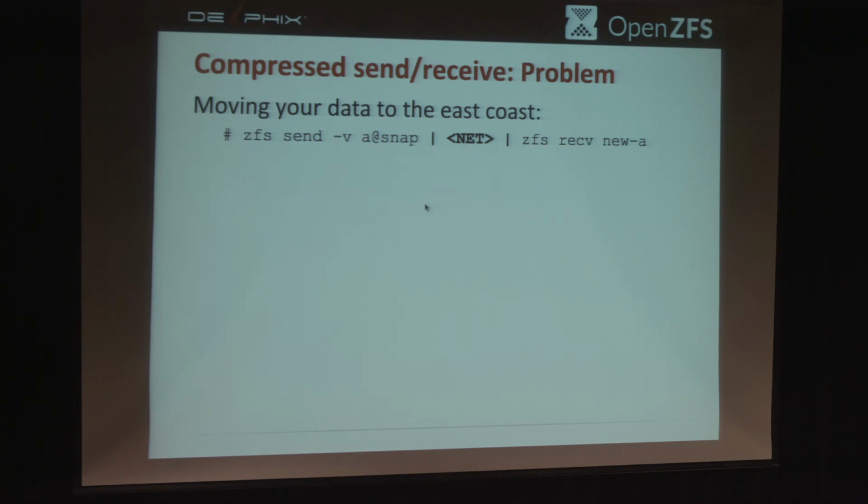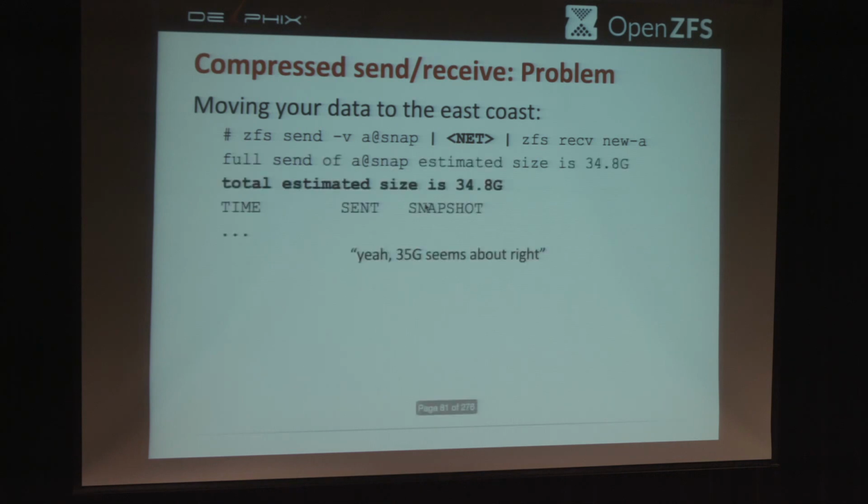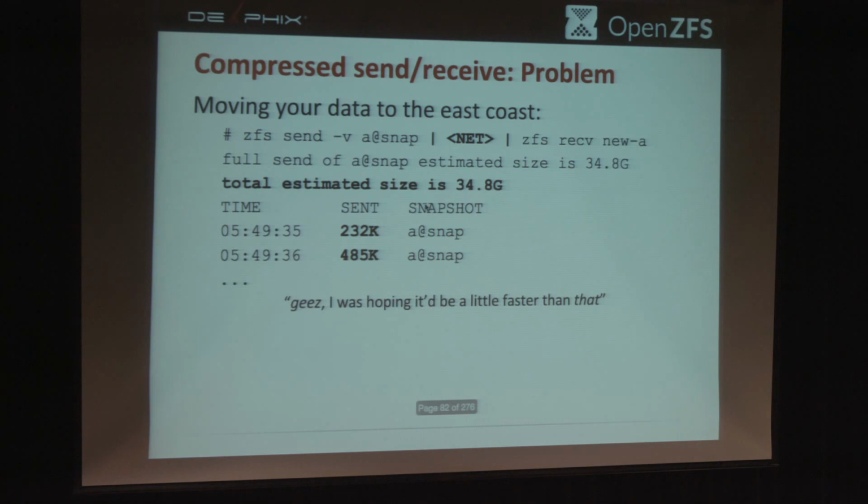I added the -v flag here so that we can see the output as it's sending. The first thing it prints out is the estimated send size, 35 gigabytes. Yeah, that's about right. I remember writing 35 gigs into this file system. A couple of seconds later, we see that it's sending, and it's really, really slow. Only 200 kilobytes a second. So we're going to be sitting here for a little while.